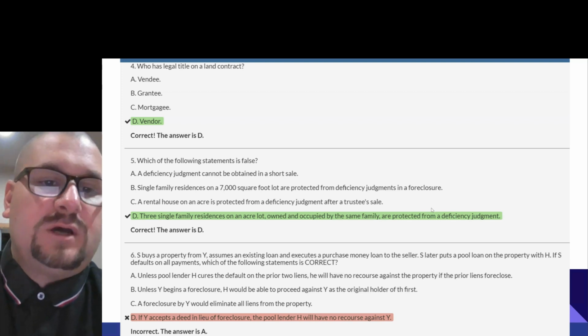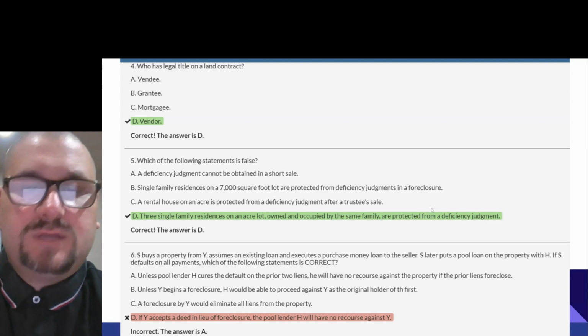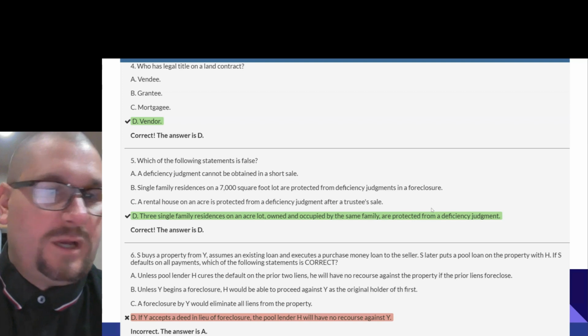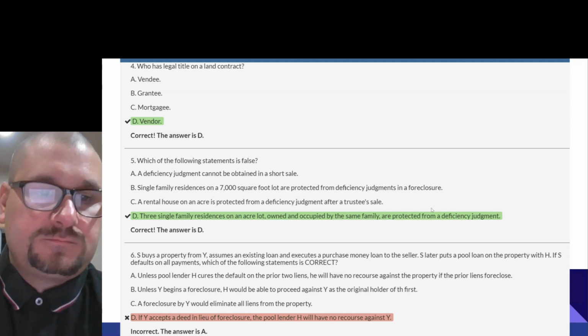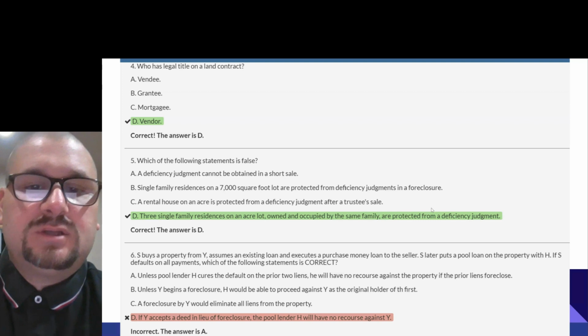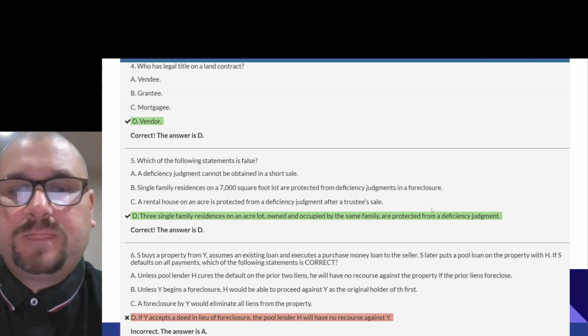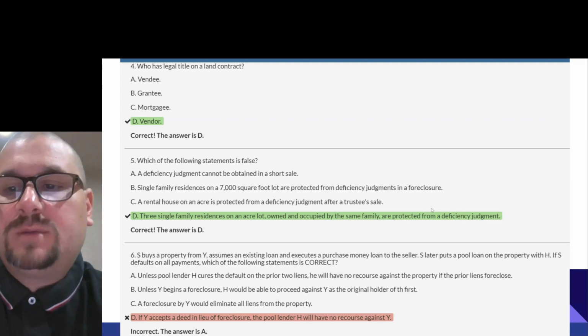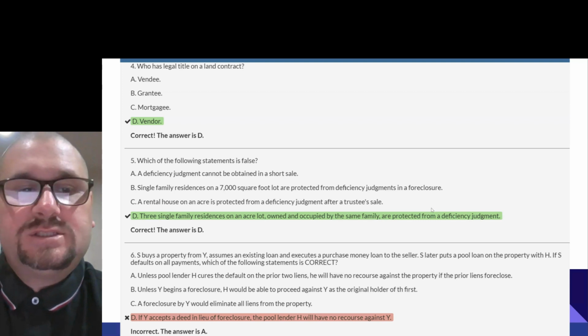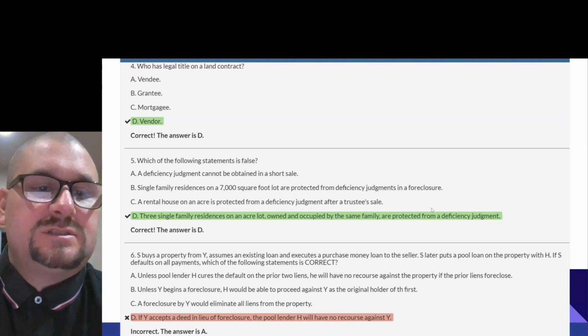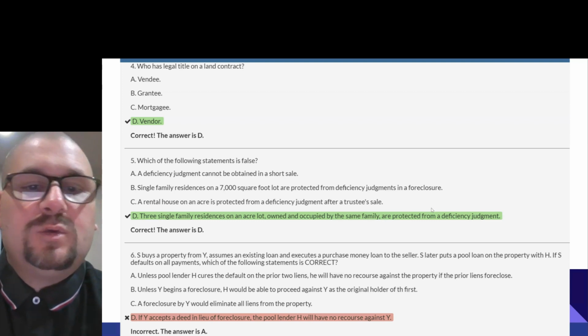S buys a property from Y, assumes an existing loan, and executes a purchase money loan to the seller. S later puts a pool loan on the property with H. If S defaults on all payments, which of the following statements is correct?